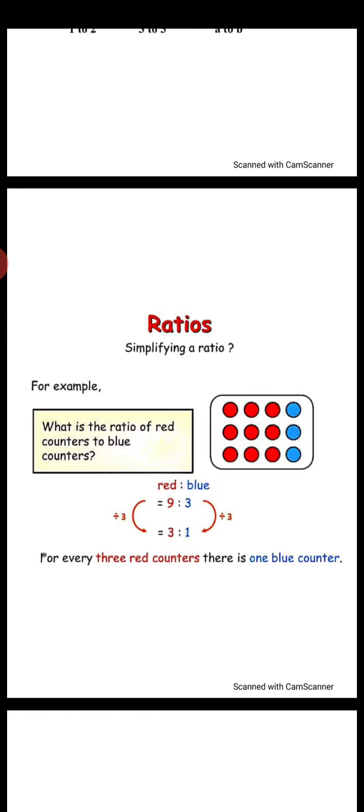Further, if we want to write that in a simplified manner, we can divide both of the numbers by 3. If we divide the number 9 by 3, we get 3, and in place of the number 3 we get 1. So 9 colon 3 becomes 3 colon 1. That is after the simplification.